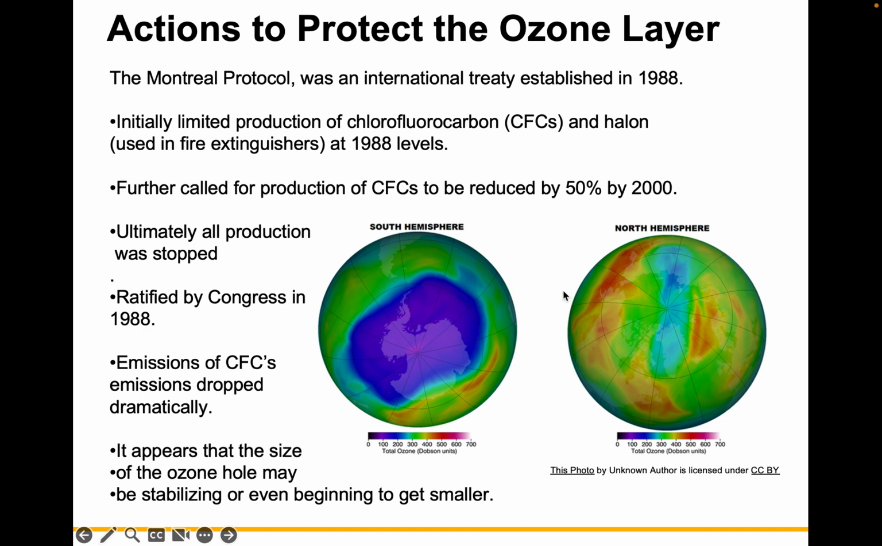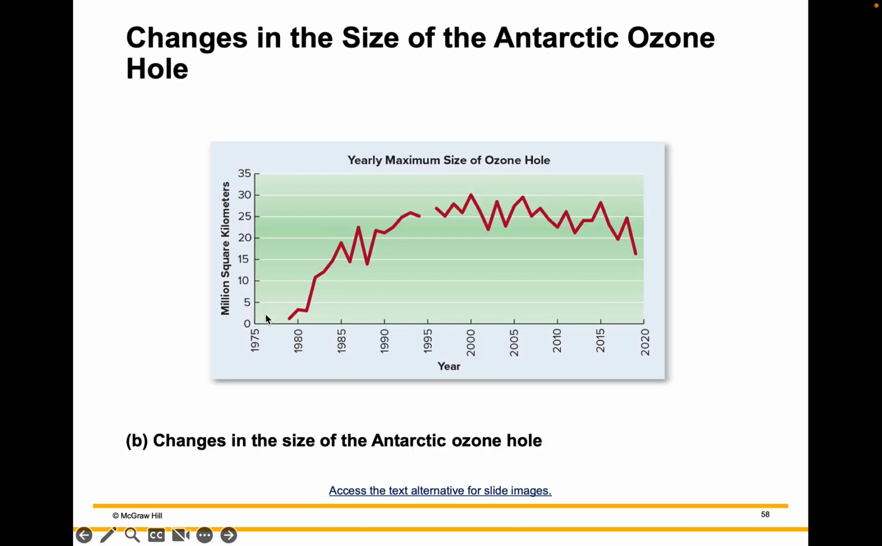Compare that to what the ozone looks like in the northern hemisphere. We can see there's a lighter patch forming, but it's not a complete hole yet. So hopefully things are on the mend.